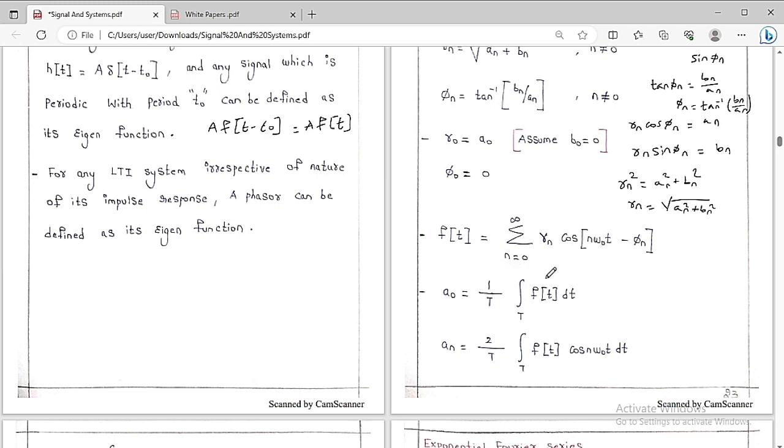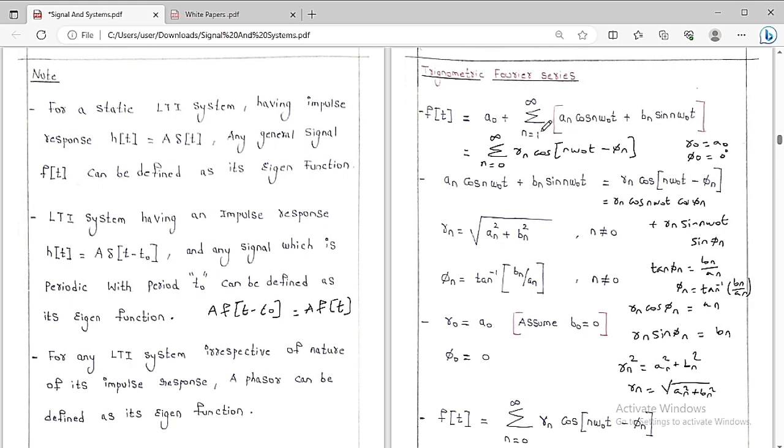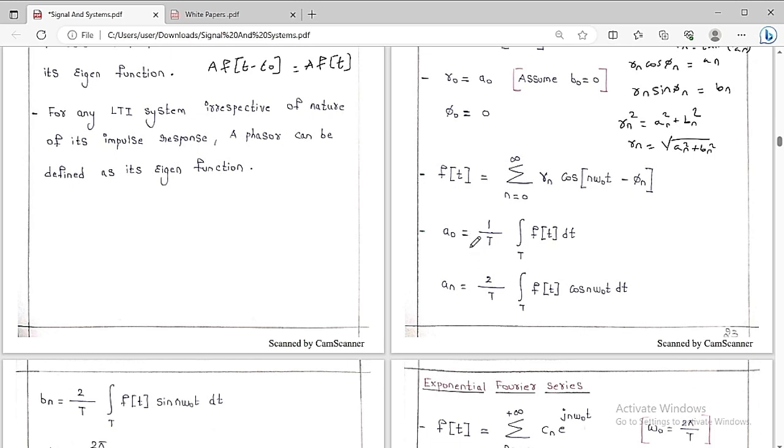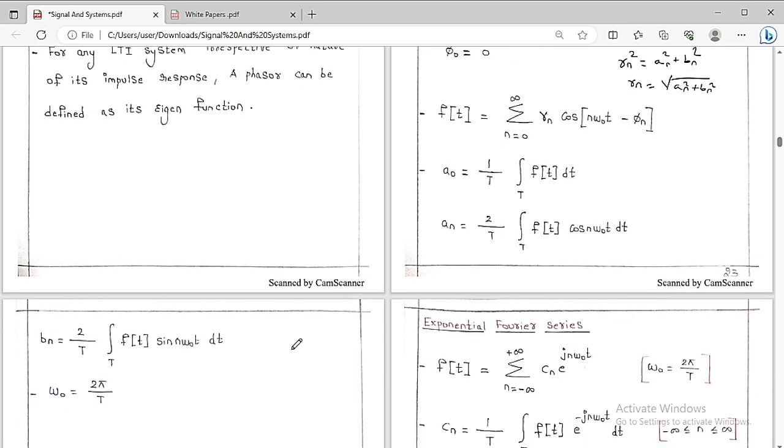Now I want to find what the Fourier series coefficients are. A naught, A n and B n are called the Fourier series coefficients. So how do we figure out these values? A naught is equal to 1 by T integration over T f of t dt, and A n is equal to 2 by T integration over T f of t cos n omega naught t dt, and B n is equal to 2 by T integration over T f of t sin n omega naught t dt, whereas omega naught is equal to 2 pi by T. So these are the Fourier series coefficients.